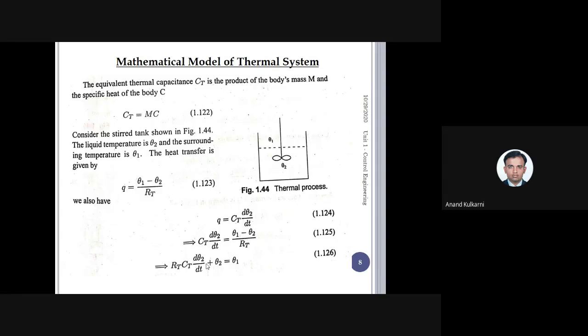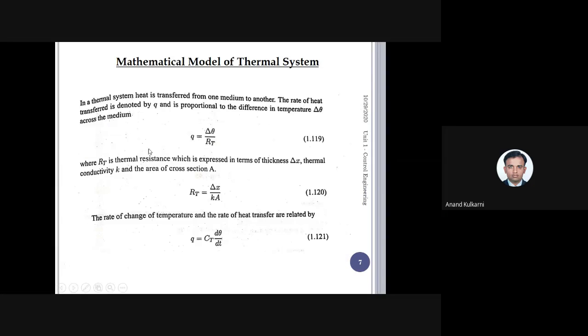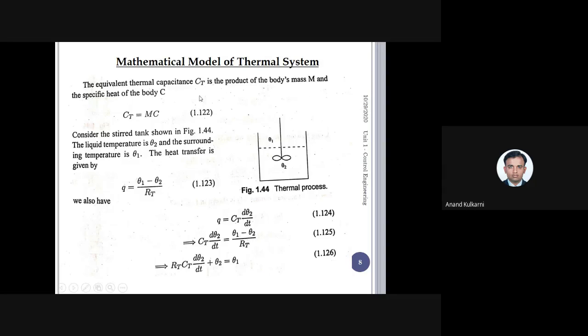Now, the thermal capacitance is a product of mass and specific heat. That is known, because mass into specific heat is what we have already done, since m Cp delta T is similar, the same thing is taken here. Whatever Ct is, it is nothing but mass into specific heat, or thermal capacitance. That is equivalent.